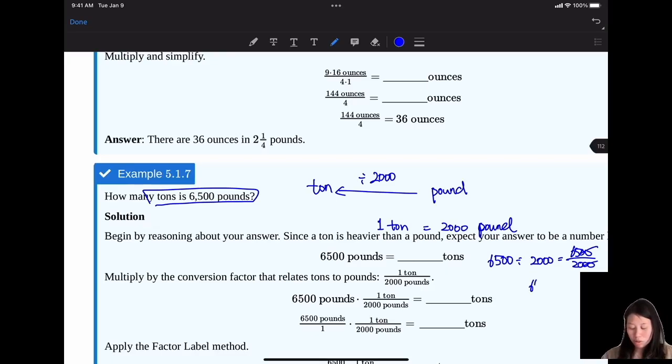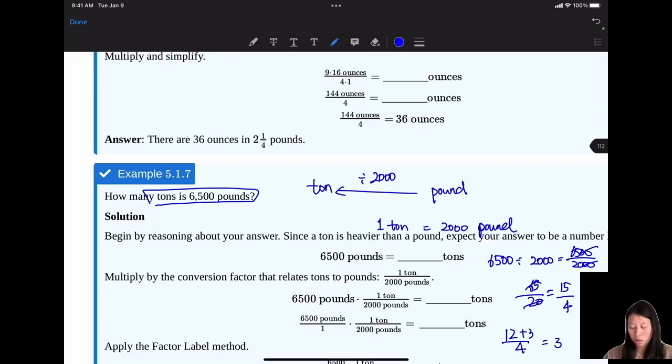Cross cancel with 65/20. Common factor 5. We divide it by 5 on the top and bottom. So I have 15 over 4 tons. And now you still need to simplify it. So 15 you can write as what? 12 plus 3 over 4.